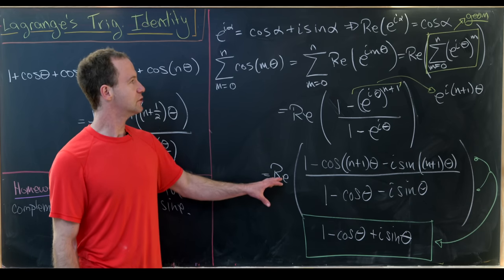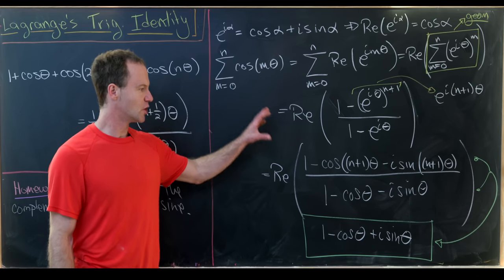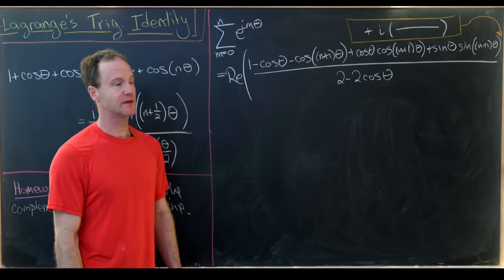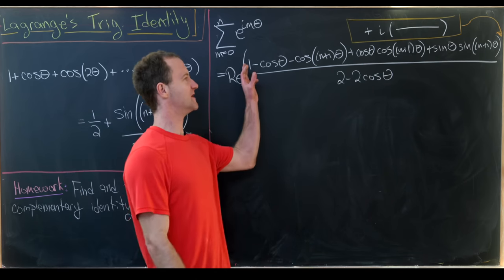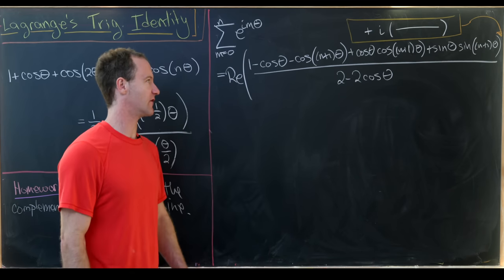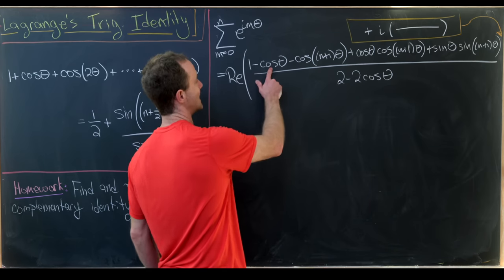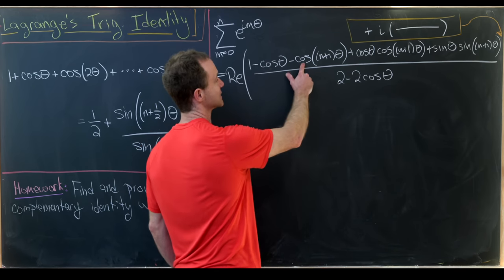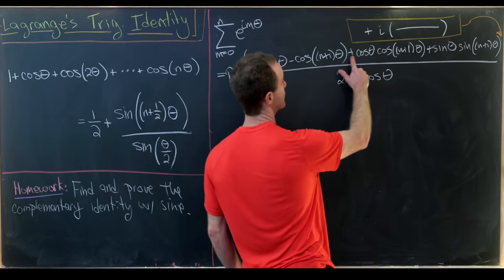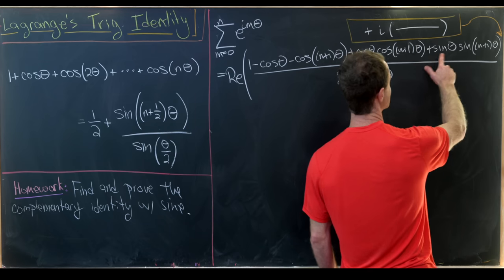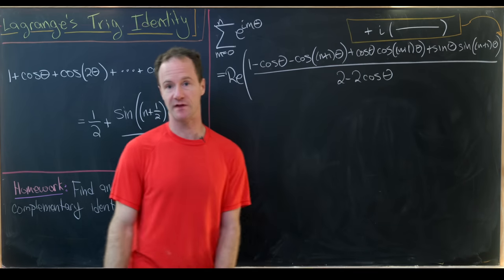Okay, so now let's move up to the top of the next board where we've multiplied that out. So after expanding out everything that we had on the last board, we end up with this inside of the numerator of our real part. So there's quite a bit going on. We have 1 minus cosine theta minus cosine of (n plus 1) theta plus cosine theta times cosine (n plus 1) theta plus sine theta times sine (n plus 1) theta.